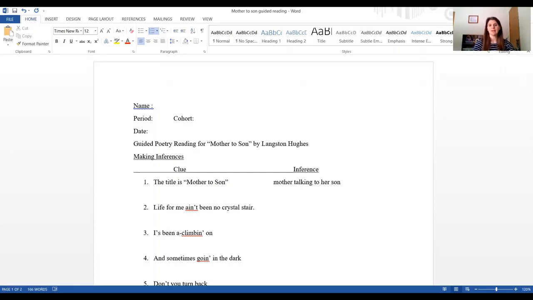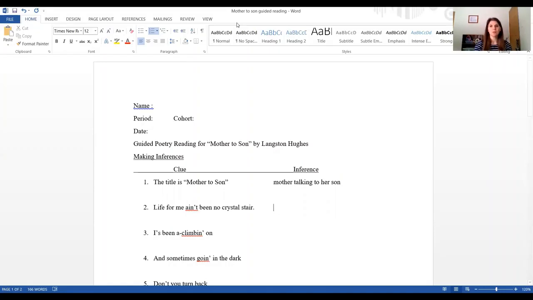Now let's talk about that imagery there of life for me ain't been no crystal stair. So imagine, picture this crystal staircase. Do you have an image in your mind? I do. I picture this grand curving staircase like in a palace or in the movies that you might see. And you think of somebody who's probably rich, right? And has had an easy life. But for her, it ain't been no crystal stair. And she does go on to explain what her staircase is like.